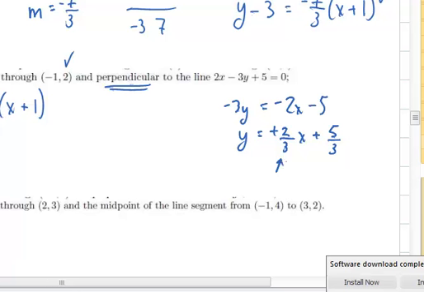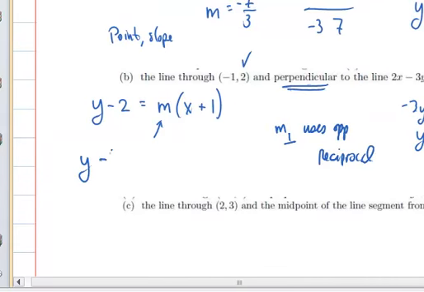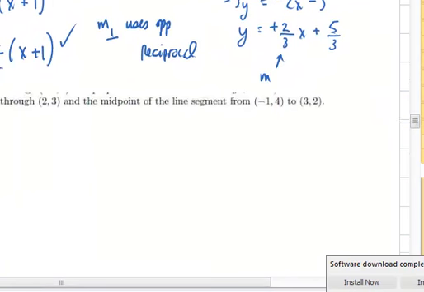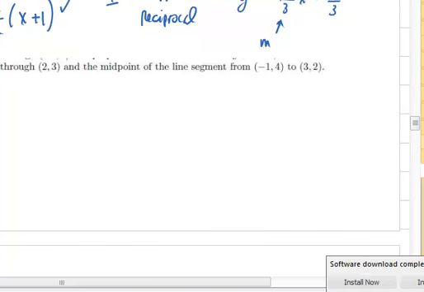That's my slope. If I'm going to be parallel, that will be my slope for a parallel line. But I want to change that to the opposite reciprocal. So I'm going to rewrite this as y minus 2 equals -3/2 times x plus 1. That would be my equation of a line going through that one point perpendicular to the other equation.